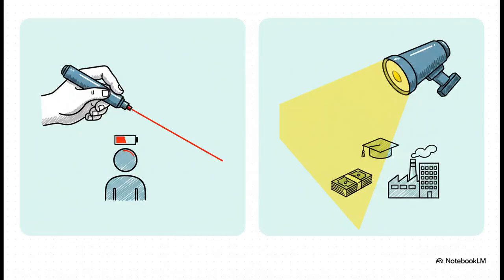So let's put them side by side. A scale is like a laser beam. It's super focused on the intensity of one thing, like burnout. An index is more like a floodlight. It's pulling in different dimensions to light up a broader concept, like socioeconomic status. People mix these terms up all the time, but understanding this little difference really sharpens your thinking.